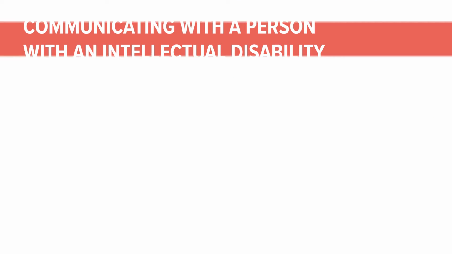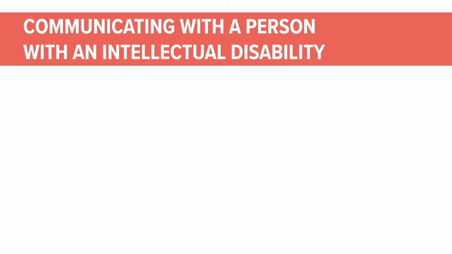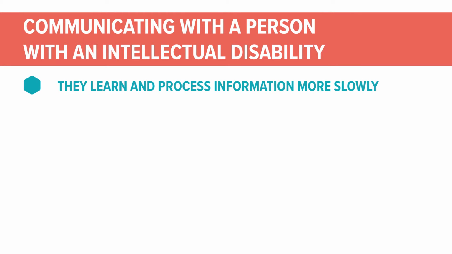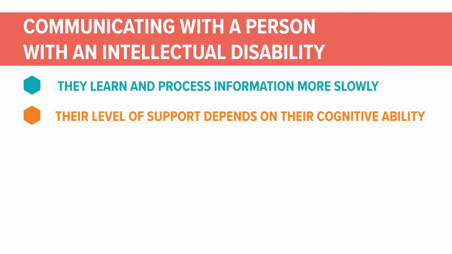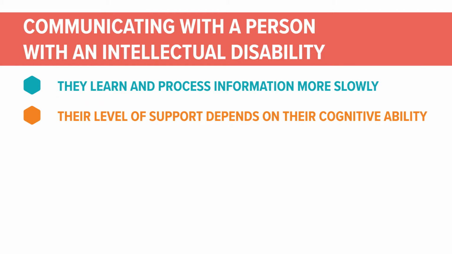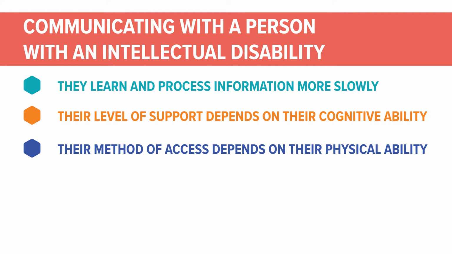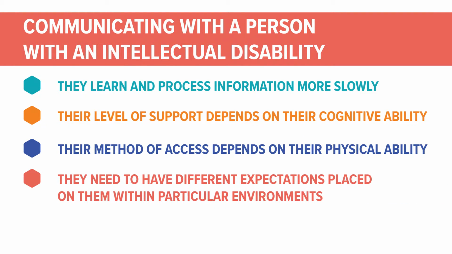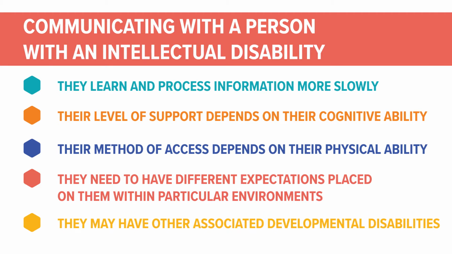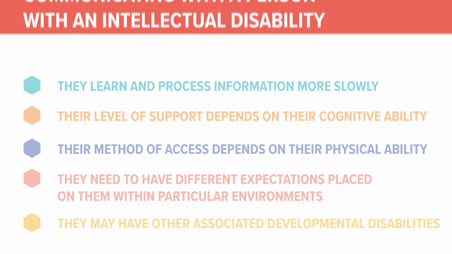When communicating with a person with an intellectual disability, it is important to remember that they learn and process information more slowly. Their level of support depends on their cognitive ability. Their method of access depends on their physical ability. They need to have different expectations placed on them within particular environments, and they may have other associated developmental disabilities.